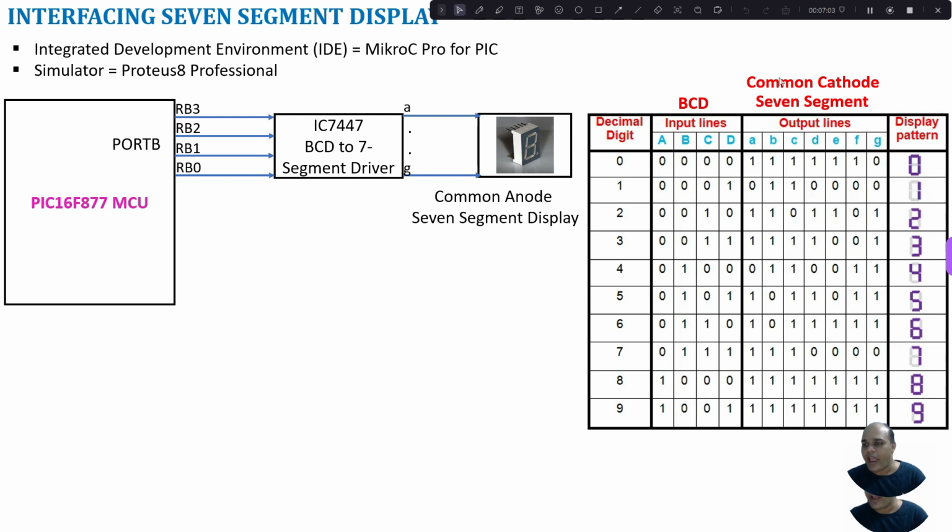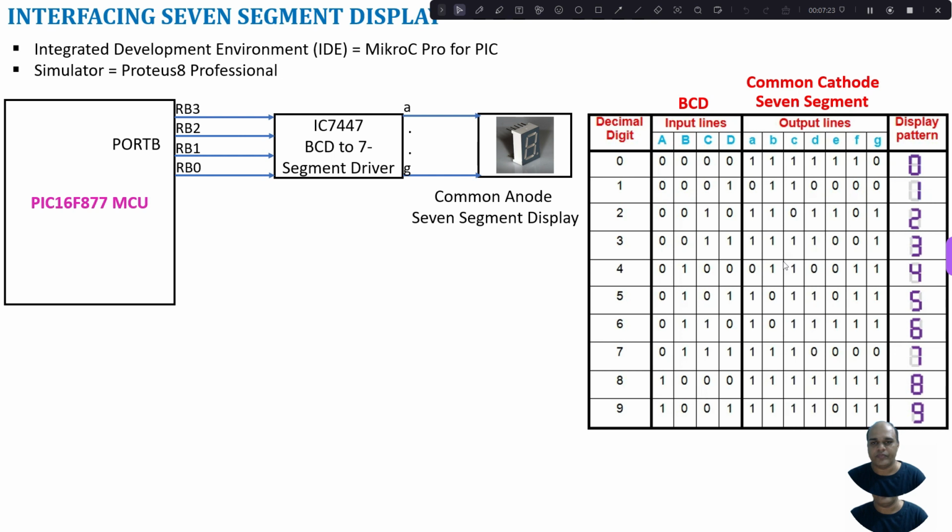If it is a common anode, this will be just reverse. Common anode display in the sense, we have to provide 0 from A to F and G will be 1. So just an inverse operation. So this table is for common cathode, just inverse of this A to G pattern will be for your common anode.